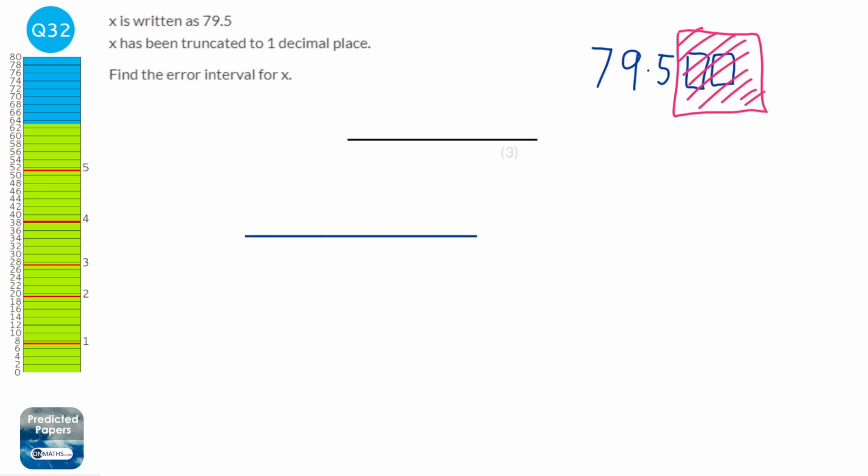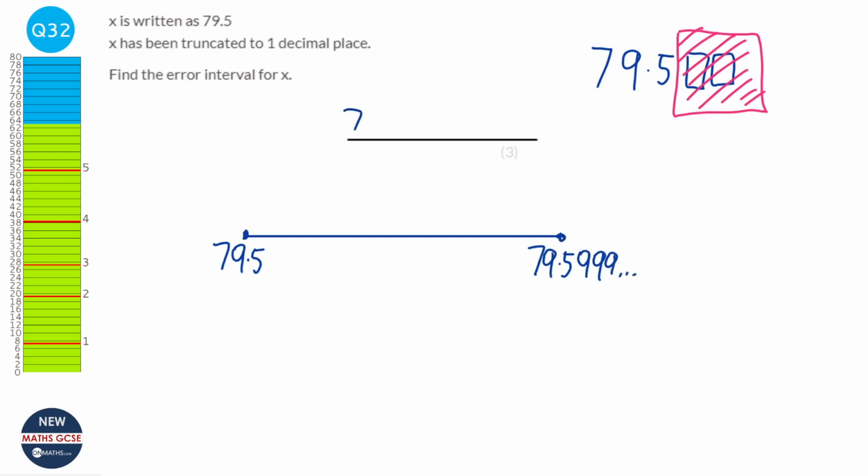So the smallest number it could be before it was cut off is 79.500000. The largest number it could have been, well, it could have been 79.5999, etc. So that's the largest it could have been. So to do our error interval, well, the smallest it could have been is 79.5, and we'll call this x. But we're looking at any number that is less than 79.6. If it was 79.6, then when we cut it off, it would show as 79.6.